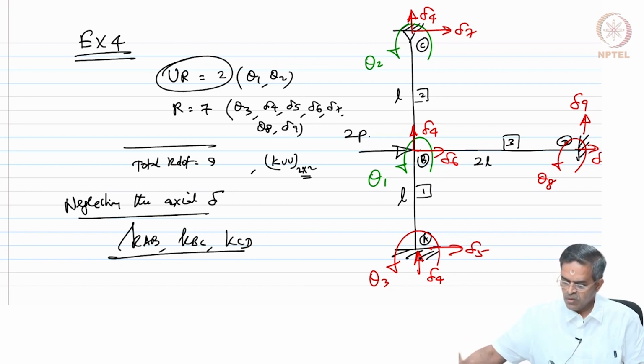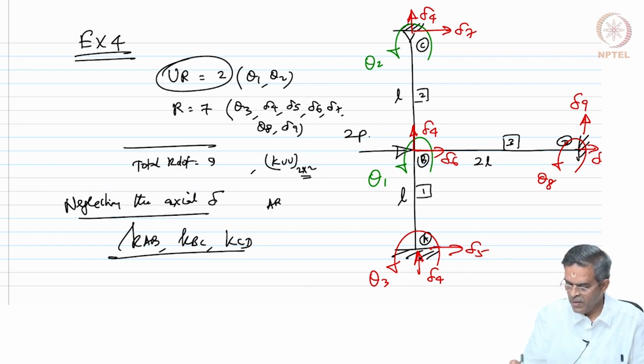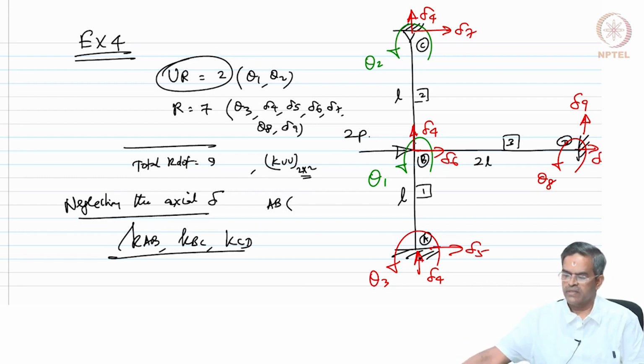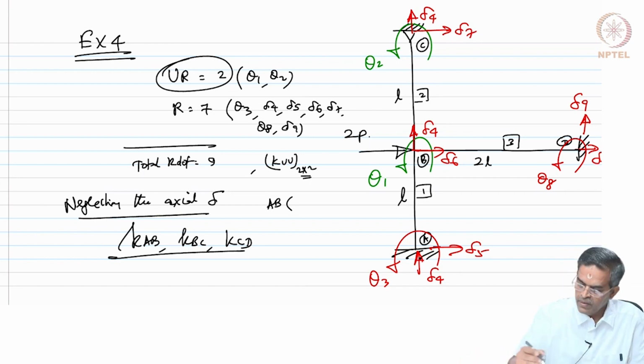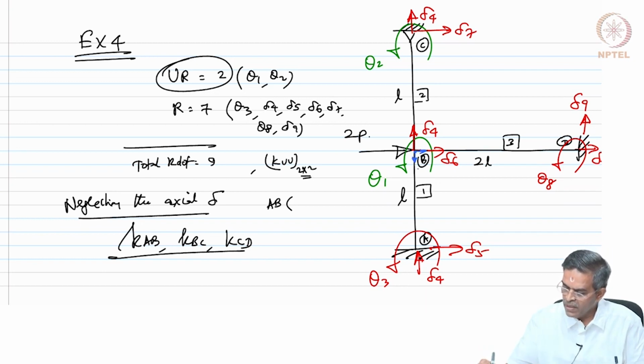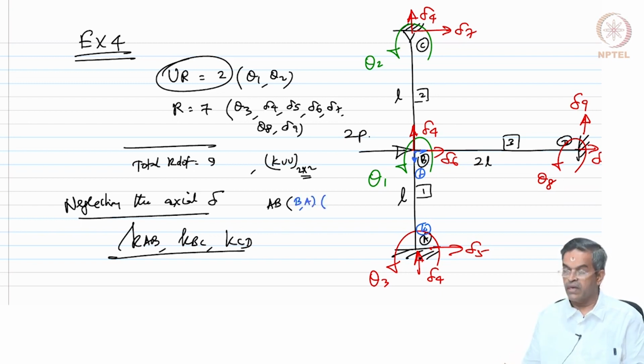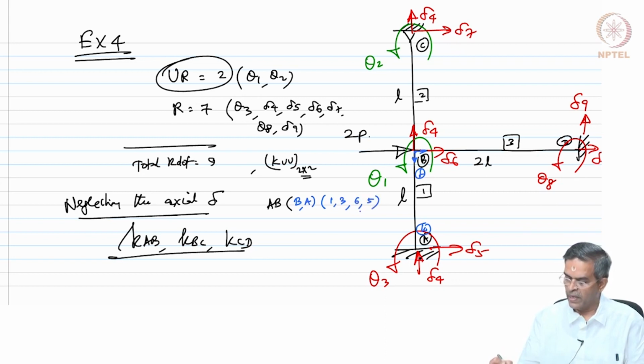Let us look at the labels. For the member AB, we will take the jth end here and the kth end here. This is my jth end and this is my kth end. Let us mark a table quickly. The jth end is at B and the kth end is at A, and the labels are rotation at J, rotation at K, displacement along positive Y at J and positive Y at K.